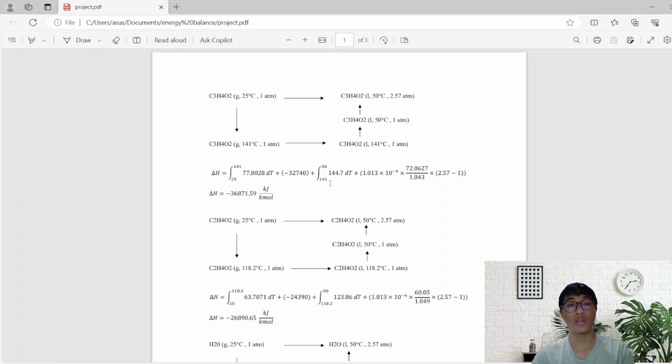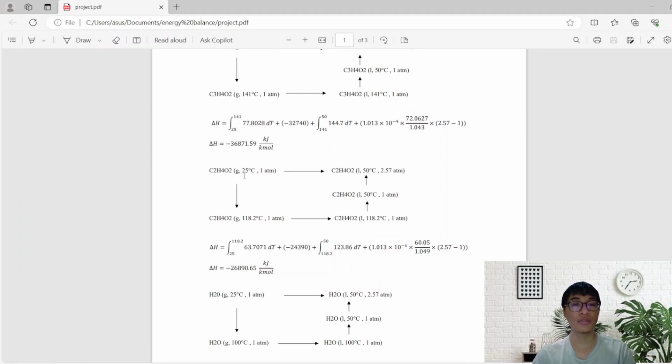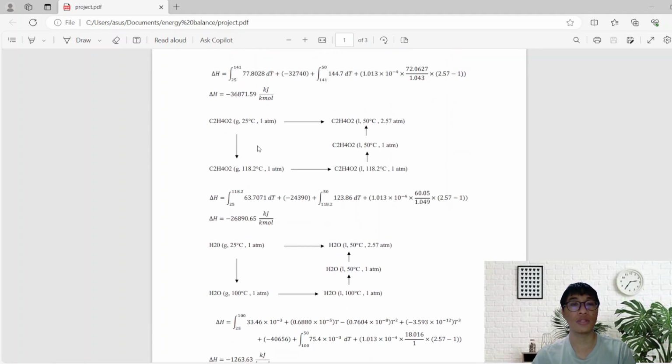At this time, you integrate the Cp dT of the liquid form of acrylic acid, which is 144.7 kilojoule per kilomole. And for pressure change, you plus 1.013 times 10 to the power of negative 4 times 72.0627, which is the molecular weight of acrylic acid, over 1.043, which is the specific gravity of acrylic acid, times 2.57 minus 1, which is the pressure difference. And in the end, you get negative 36,871.59 kilojoule per kilomole.